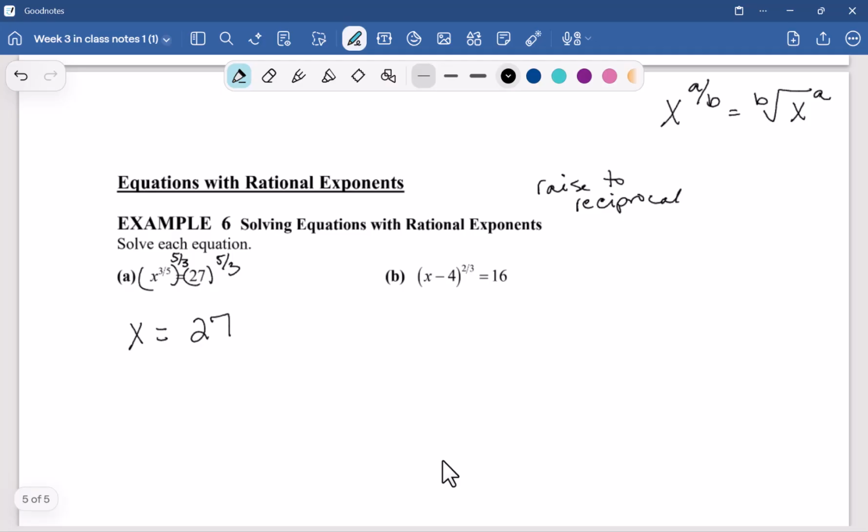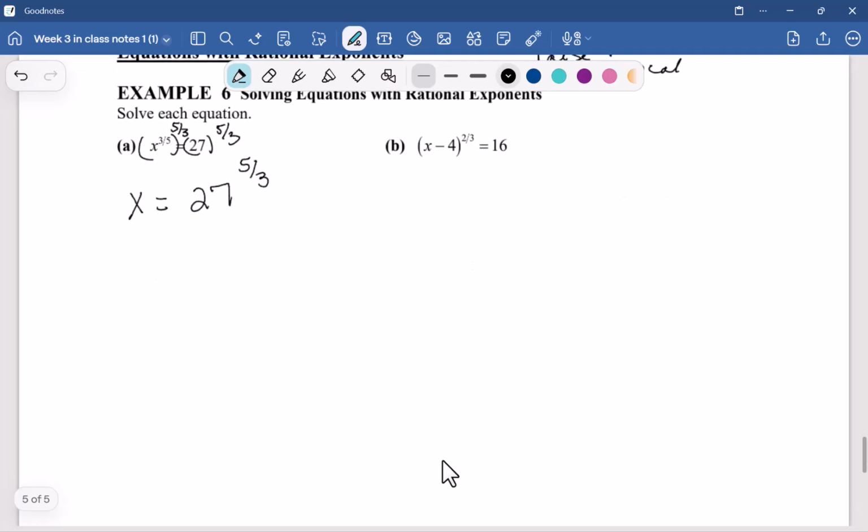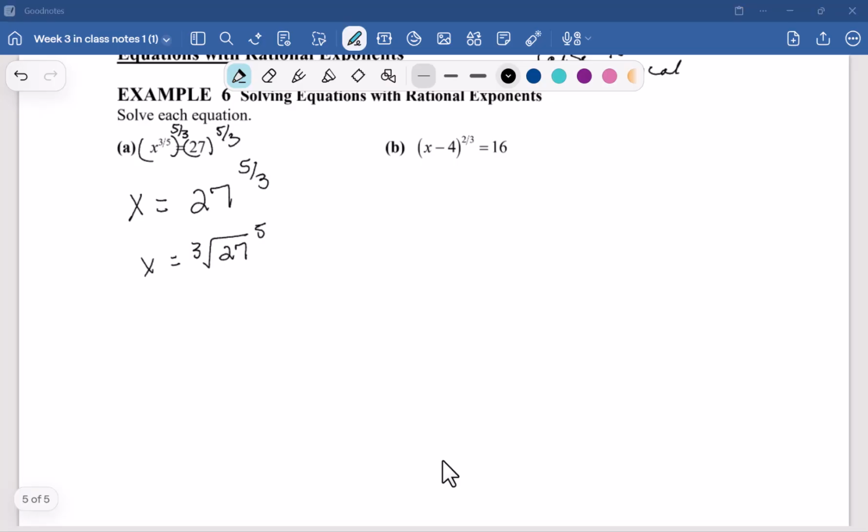So I have 27 to the 5/3. So let's talk about how to simplify that. That is the cube root of 27 to the 5th. So the cube root of 27 is 3 because it's 3 and 9 and 3 and 3. And if it's a cube root, you're looking for groups of 3. So it's 3 to the 5th. And I don't know off the top of my head what that is. I'm going to grab my phone and ask it because I don't know. 3 to the 5th, 243. Uh-oh. I hit the button. Sorry.